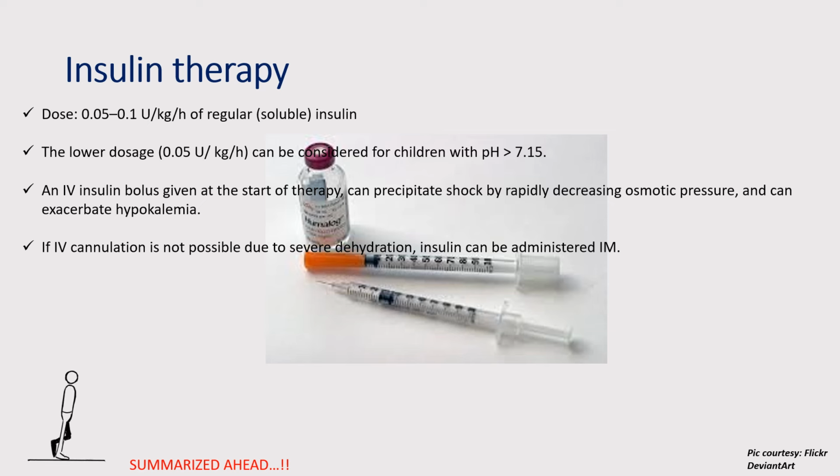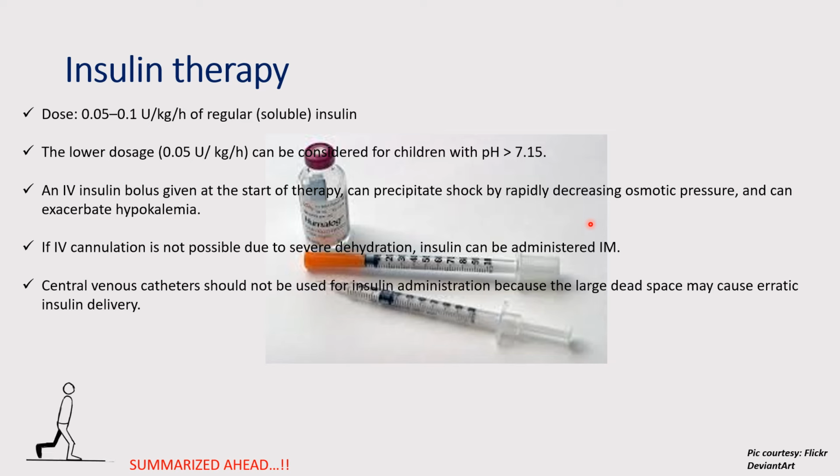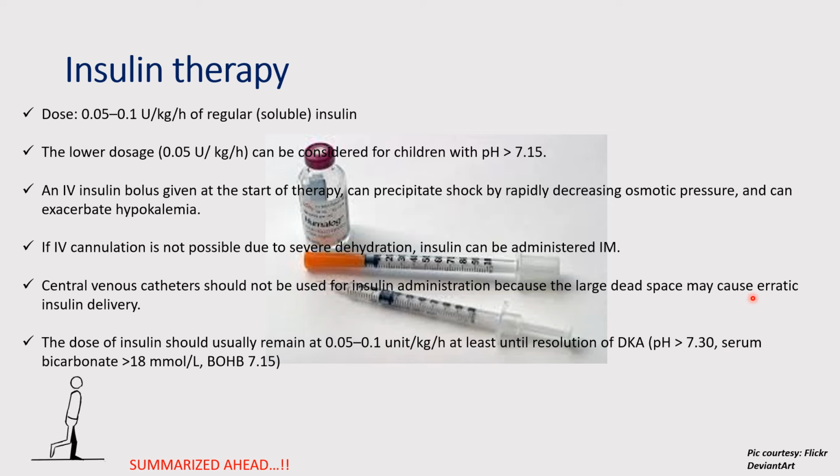See, these are very important practice points which I also did not know. I think everyone should know this. Central venous catheters should not be used for insulin administration because large dead space may cause erratic insulin delivery. The dose of insulin should usually remain at 0.05 to 0.1 units per kg per hour until resolution of DKA, which is defined as pH more than 7.3, bicarbonate more than 18 millimole per liter, and beta-hydroxybutyrate levels low.